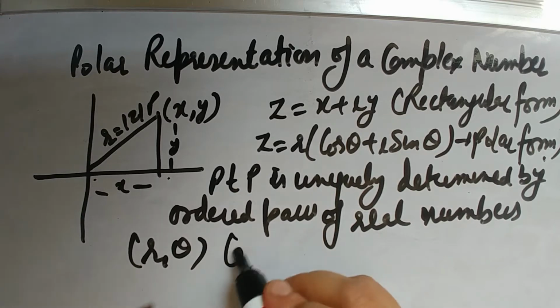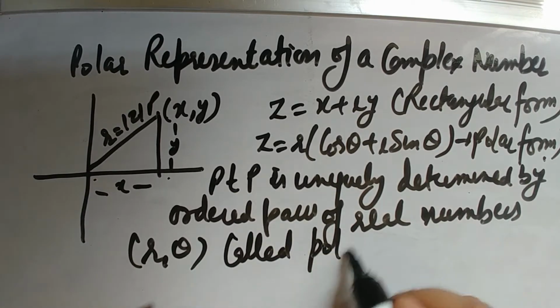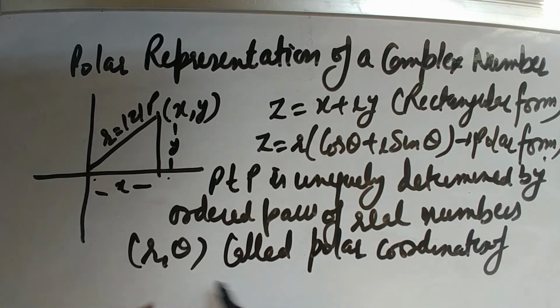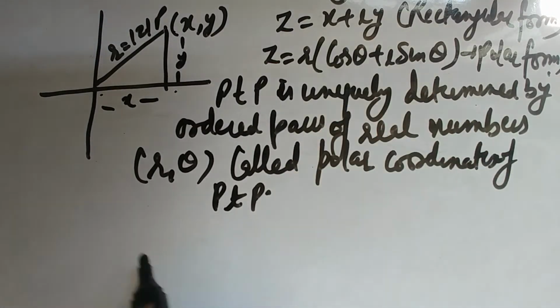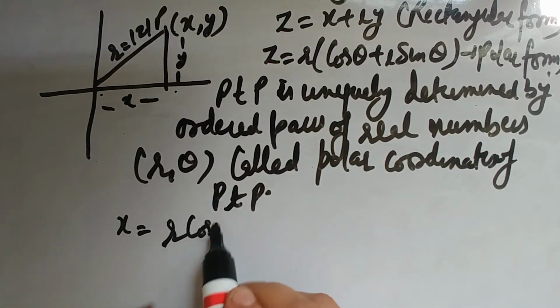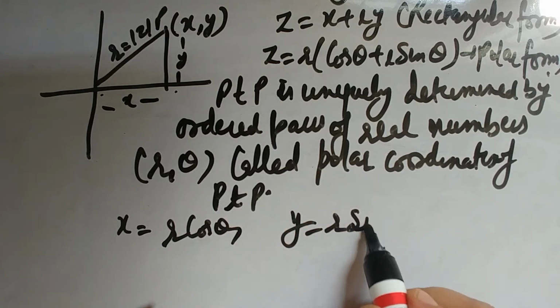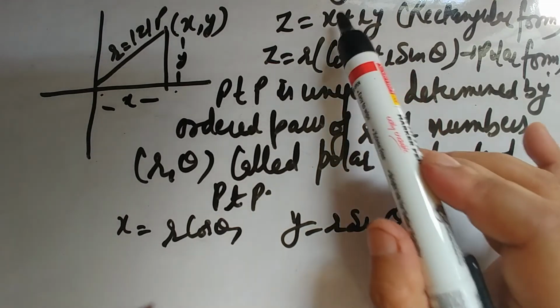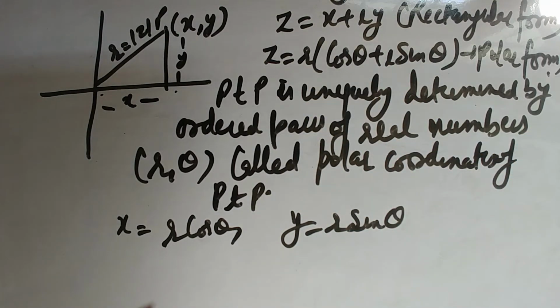Called polar coordinates of point P. Like if we compare from here, x is your r cos theta and y is your r sin theta. And that's why this form is framed, like you can see from here. When replacing x and y by r cos theta and r sin theta, we call it the polar form of a complex number.